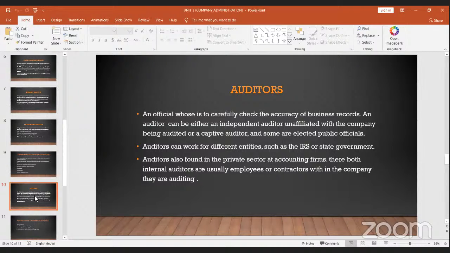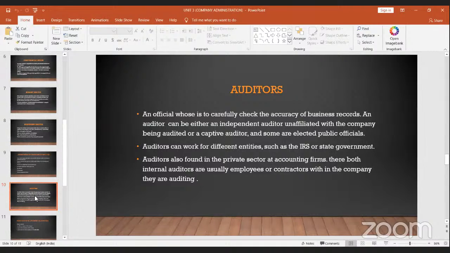So if you have cleared CA and you take the UPSC exam, you can work in the IRS department in the revenue system, and also with the state government. Auditors are also found in the private sector at accounting firms, where both internal auditors are usually employees or contractors within the company they are auditing.